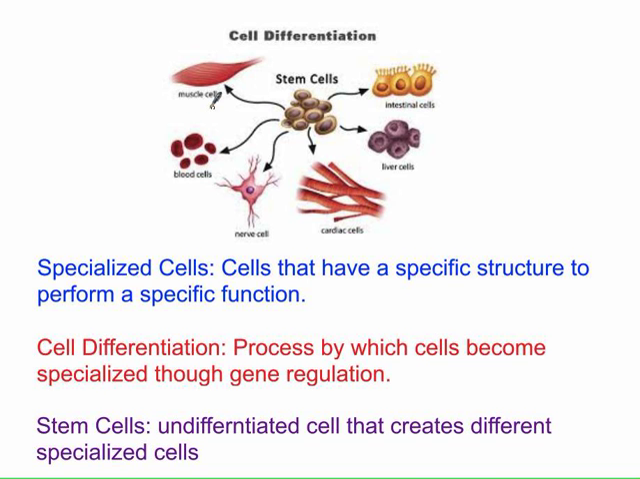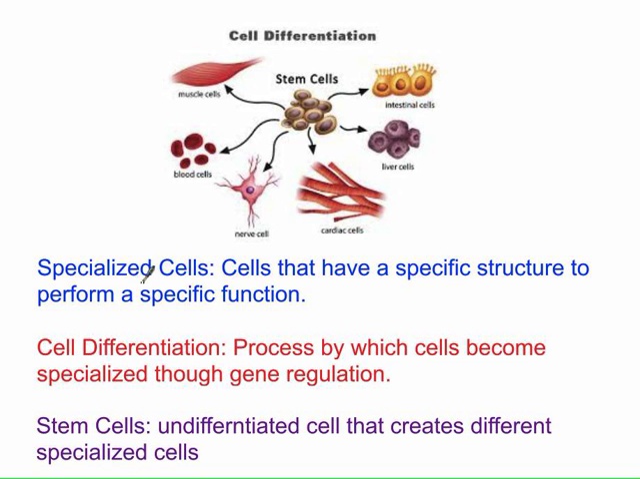Muscle cells are specialized to perform a specific function. Blood cells are specialized to perform a specific function. Nerve cells, cardiac cells, liver cells, intestinal cells. I could go on. Skin cells, hair follicle cells. The list goes on and on. We have over 200 different types of specialized cells in the human body.